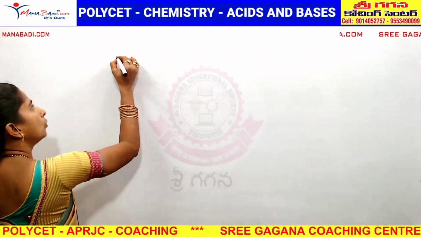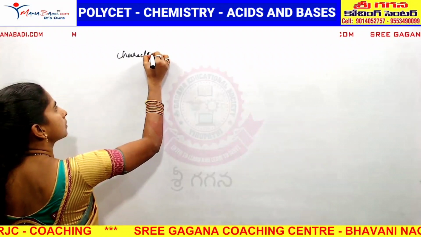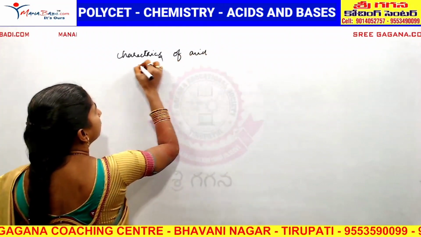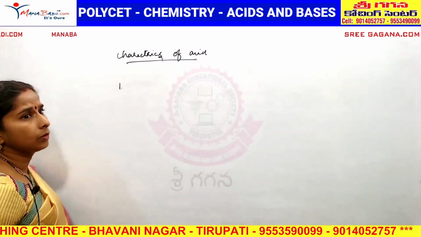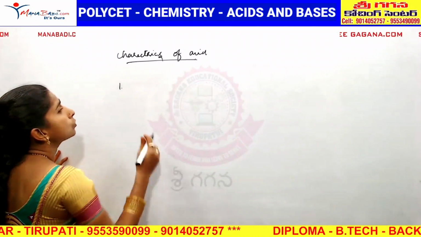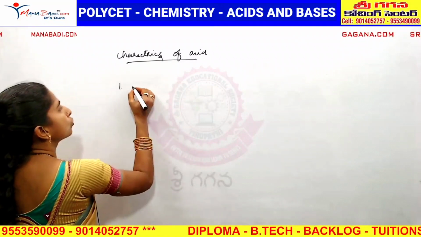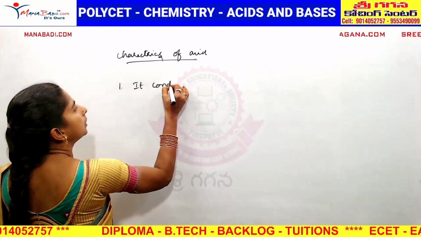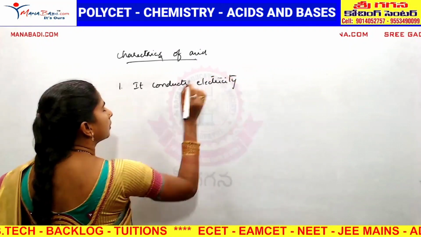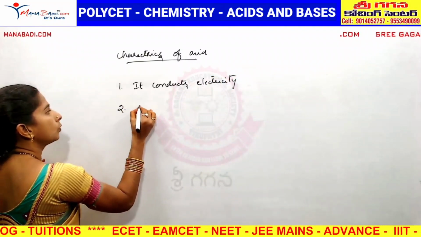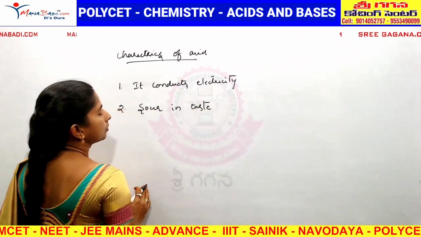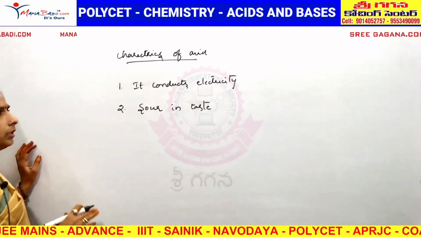So, those are the reactions of acid. Now, we are going to learn about the characteristics of acid, meaning the properties of acid. Number 1, acid releases H plus ions, so it conducts electricity. And acids are sour in taste, so tomato and all these are sour in taste.